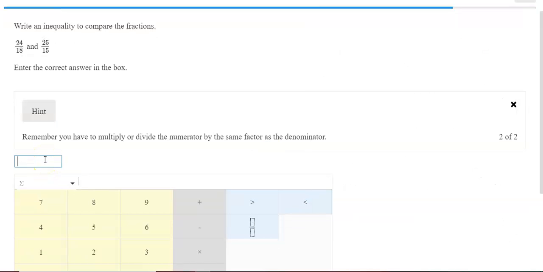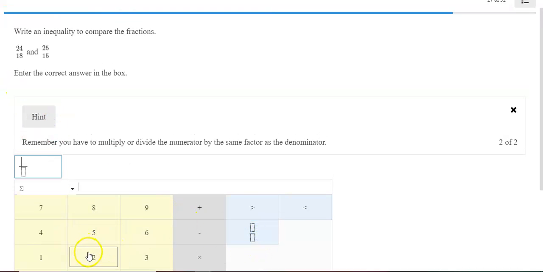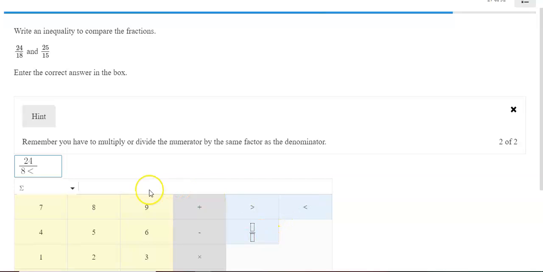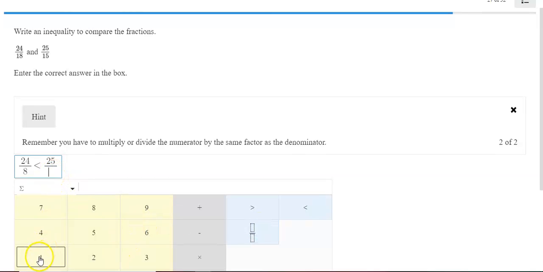Okay, so instead of just writing less than or greater than, they want us to write the whole inequality this time. So we have to write a fraction in there. So we have 24 over 18 is less than 25 over 15.